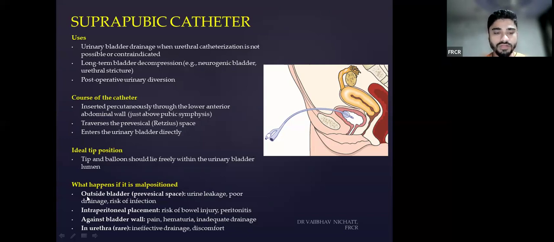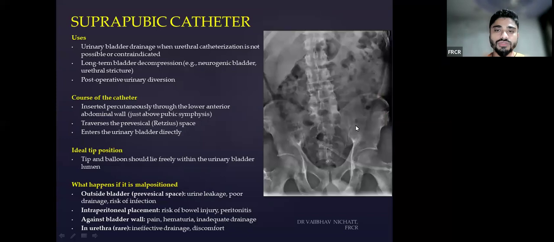This is important. If it is outside of the urinary bladder, in the pre-vesical space, then there might be a leakage of the urine or poor drainage or risk of infection. If it is intraperitoneally placed, then patient might suffer from peritonitis. If it is placed against the urinary bladder wall, then it will cause inadequate drainage, some injury to the urinary bladder wall, urine leak, urinoma formation in the perivesical space, and sometimes it might enter into the urethra. Patient might develop discomfort if it is placed into the prostatic urethra. This is how on the radiograph suprapubic catheter will look like.